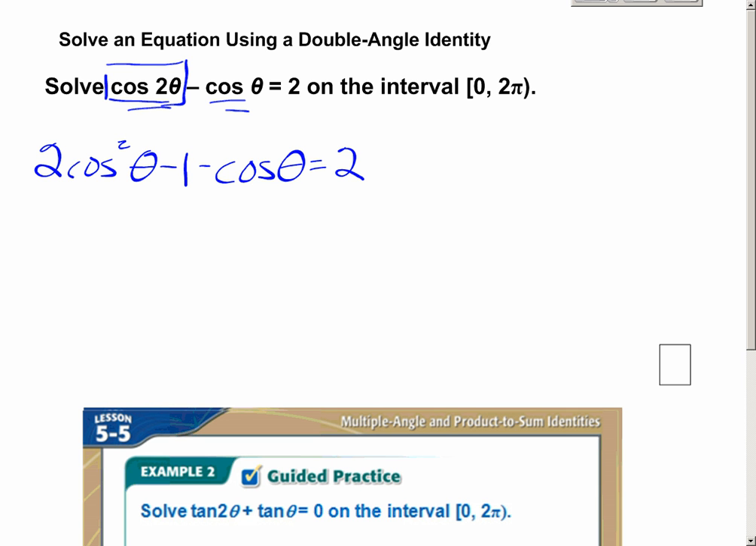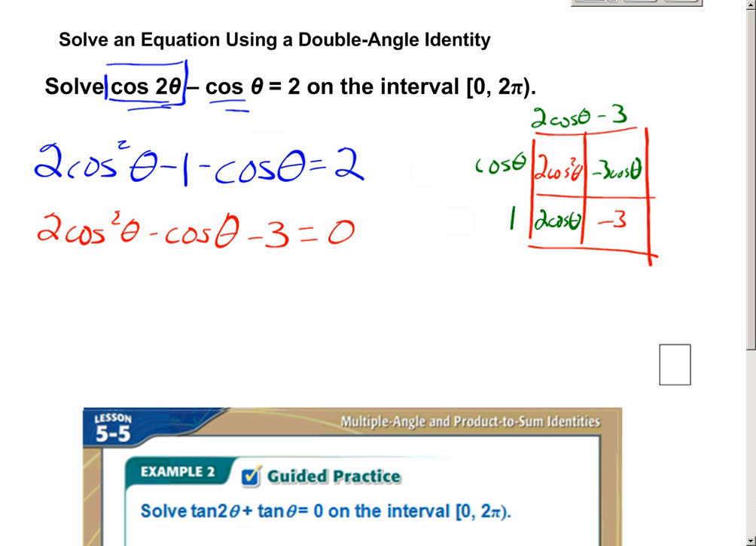equals 2. As always with this type of equation, we next want to take that and put it in descending order and set it equal to 0. So if we add the 2 to each side, we have 2 cosine squared theta minus cosine theta, no squared there, minus 3 equals 0. And we're ready to factor.